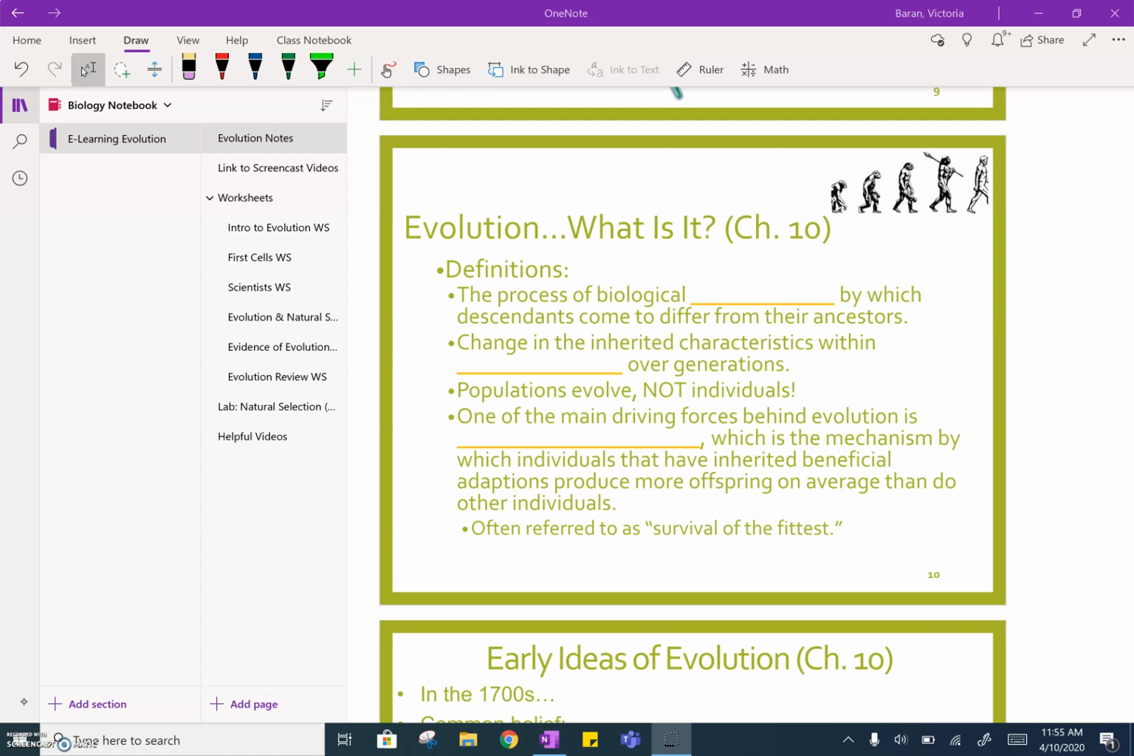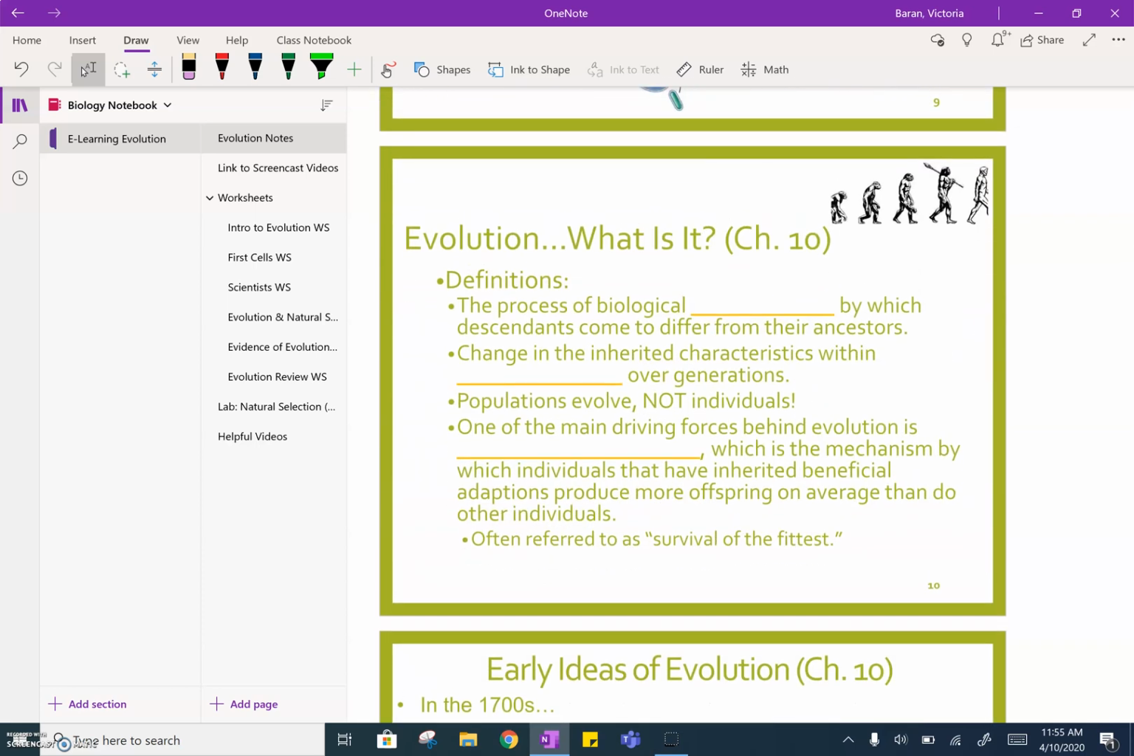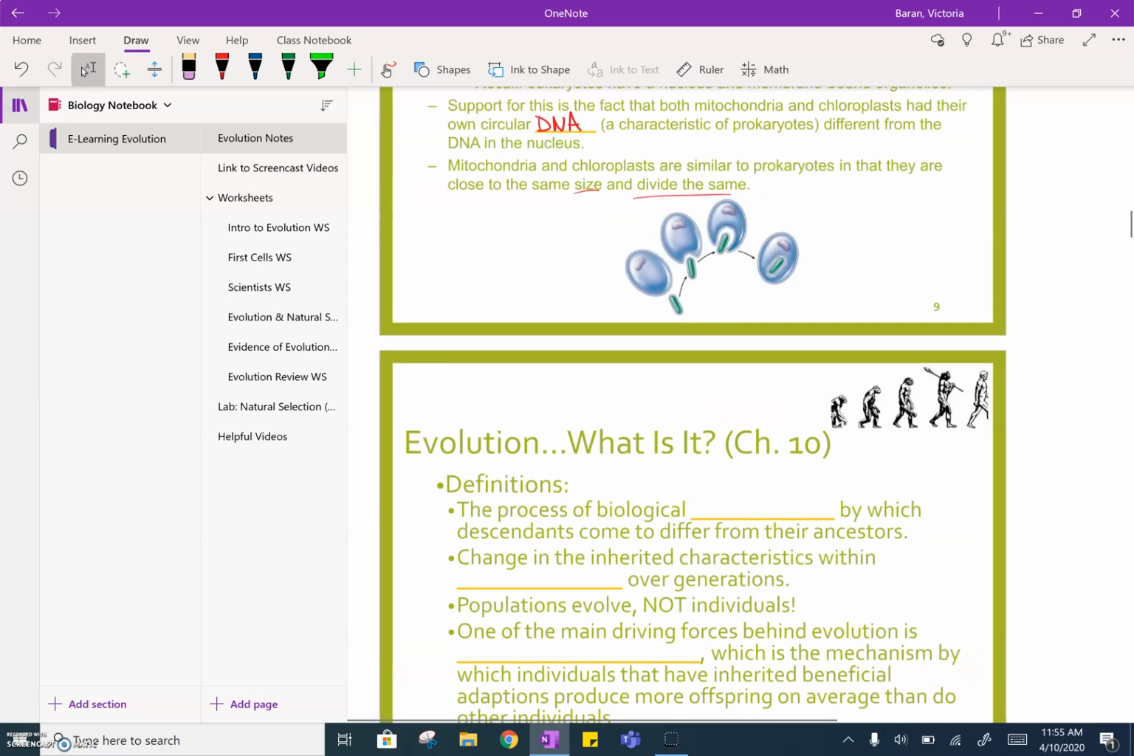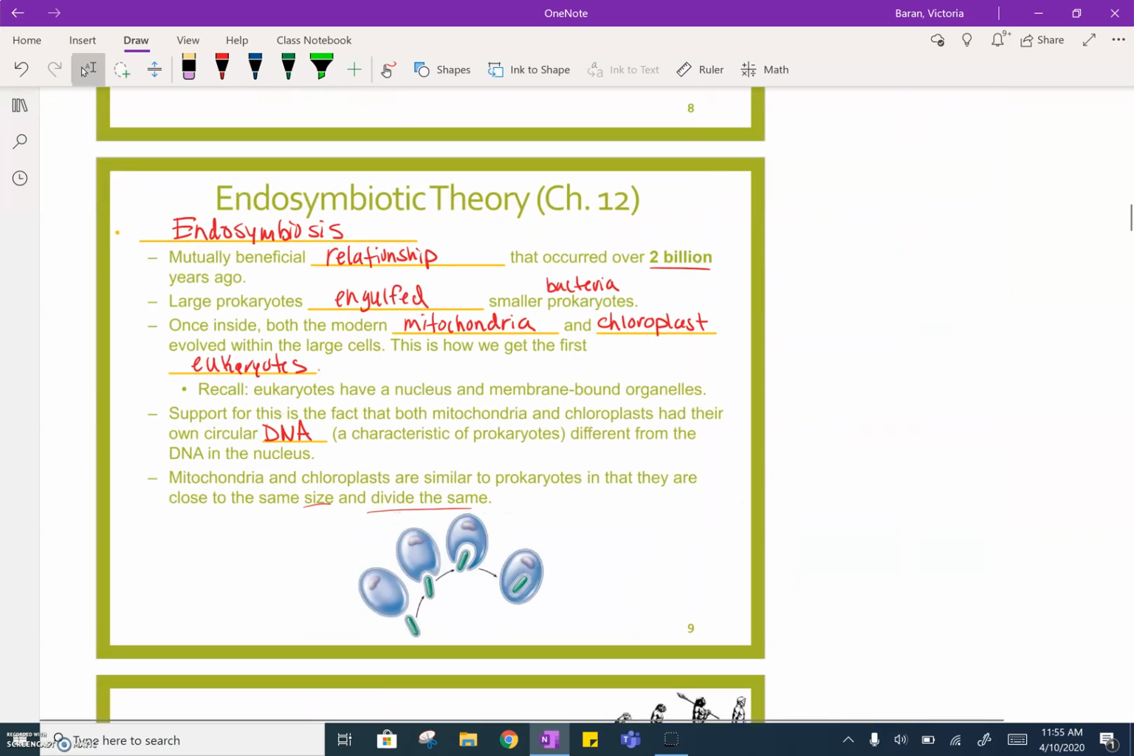We will be continuing from where we left off with the first cells. I will be mainly focusing on the early ideas of evolution and the scientists that were involved with that. But first I will talk about the formal definition of evolution. But before we get to all of that, I do want to briefly recap the first cells.